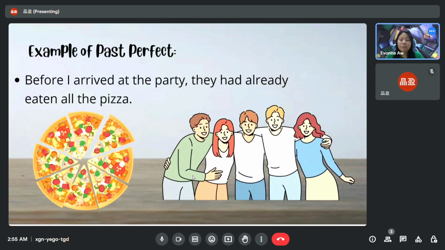This is the example of past perfect. Before I arrived at the party, they had already eaten all the pizza. I arrived at the party is the main action in the past. They had already eaten all the pizza is the action that was completed before the main action. The past perfect tense had eaten indicates that this action occurred before the arrival at the party. The past perfect helps to establish a clear sequence of events in the past and show which action happened first.